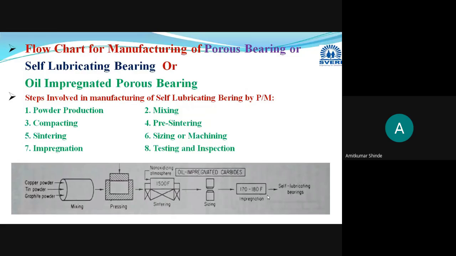The second part is whenever porosity is very less. When porosity is less, its oil retaining capacity is also less, but its strength will be more, that is, its load carrying ability is more. Then these kinds of bearings are used in low speed and high load conditions. These two parameters are used while selecting the application of that bearing. Depending on its porosity, its oil retaining capacity and load carrying capacity will change, and depending on that, you have to select its suitable application.